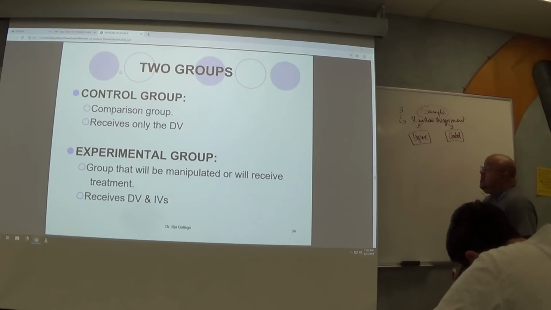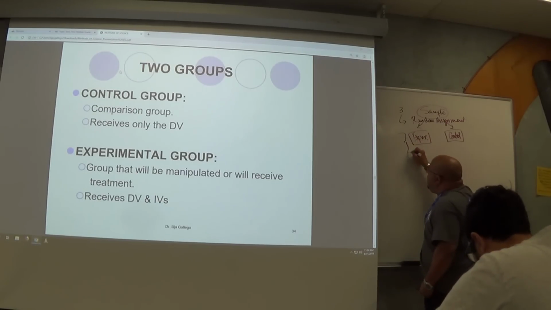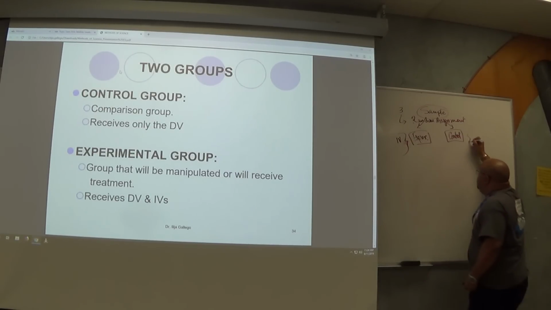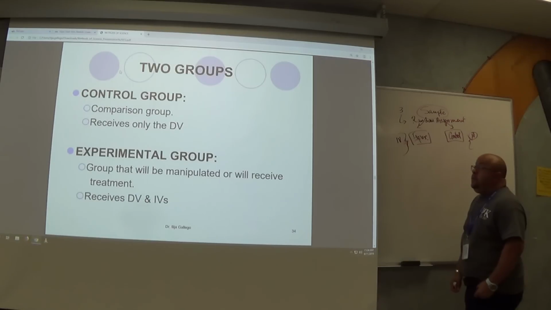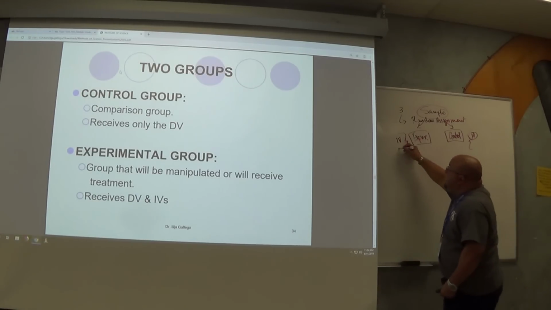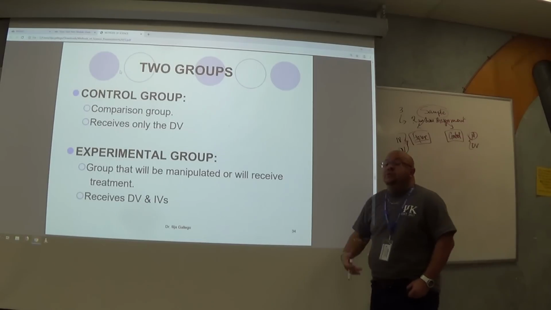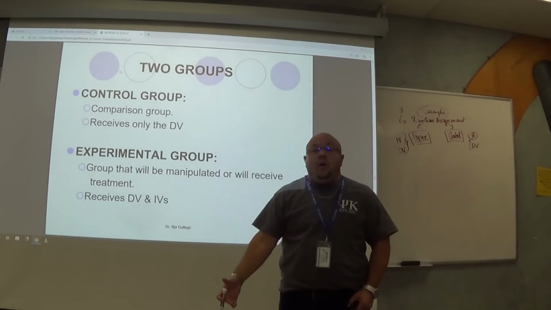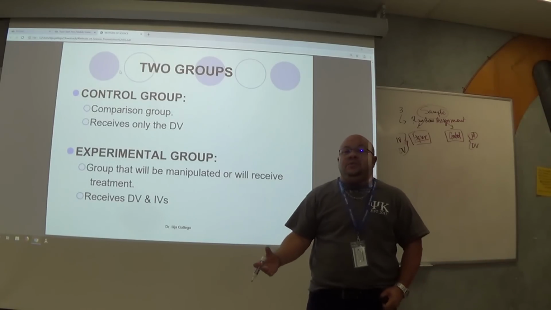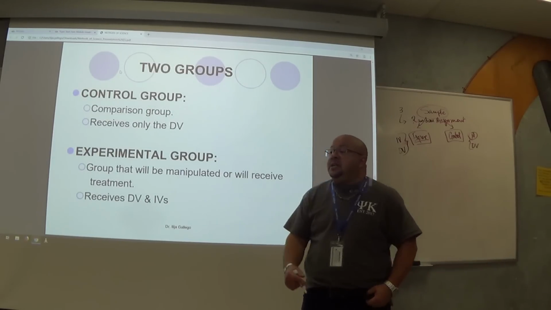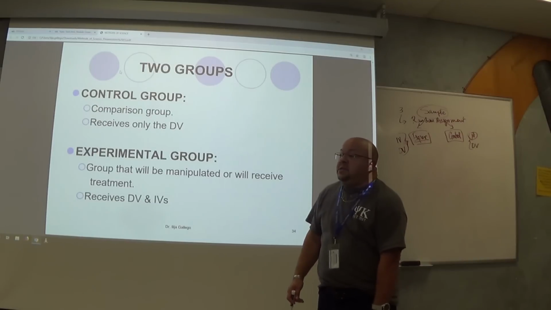By definition, we are going to give the independent variable, boy, that's crazy. We're going to give the independent variable to the experimental group, and by definition, we're not going to give the independent variable to the control group. But both groups will get the dependent variable because that's how we compare them. So in other words, an experimental group is the group that you do something to. The control group is the group that you just use as a comparison. So whatever you did to the experimental group, you don't do that to the control group.